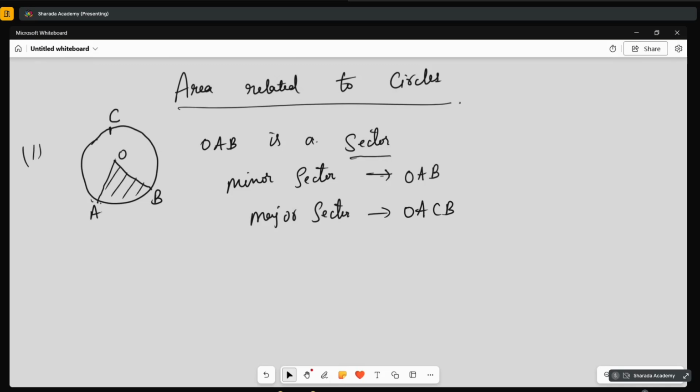So, first, area of a sector. What is a sector? It is some portion of the circle, between two radii and an arc. So it is called a sector. Minor sector means smaller portion of the circle, and larger portion of the circle they call a major sector. So the minor sector here is OAB. Major sector will be OACB. This is the one. Write down this.